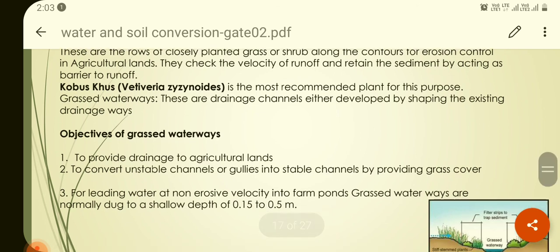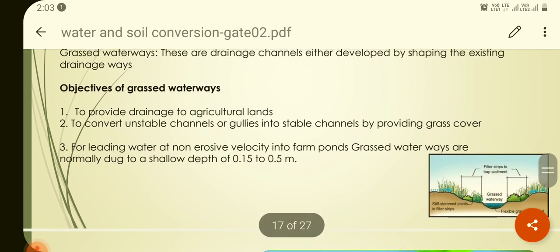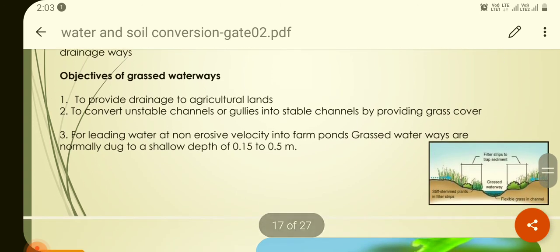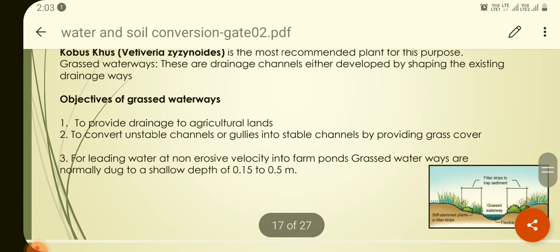Grassed waterways. These are the drainage channels either developed by shaping the existing drainage ways. Objectives of the grassed waterways are to provide the drainage to the agricultural land, to convert unstable channels or the gullies into the stable channels by providing the grass waterways, and for leading the water at non-erosive velocities into the farm ponds. Grass waterways are normally dug to a shallow depth of 0.15 to 0.5 meter.